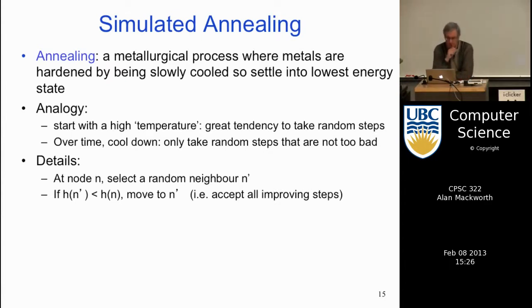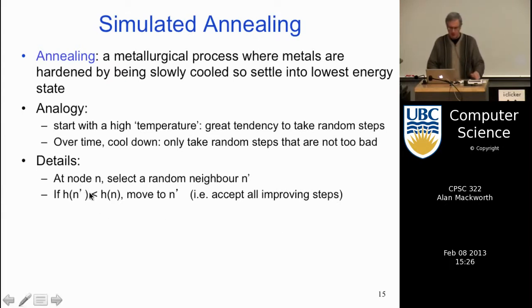So that's the analogy. You start with this high temperature. At the very high temperature, there'll be a lot of random motion of the molecules, right? So there will be a lot of random steps in the algorithm. As you cool it down, you will only take random steps that are not so bad. So when it's a high temperature, it may move to many worse states. But as you cool it down, it'll only go to better states.